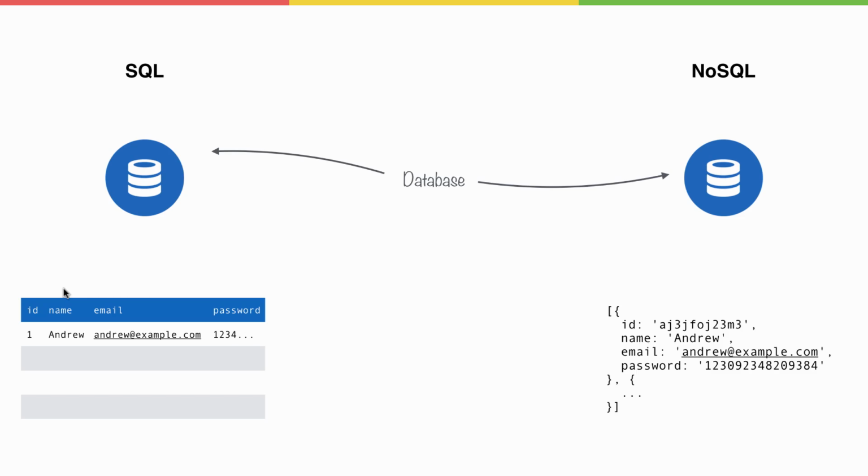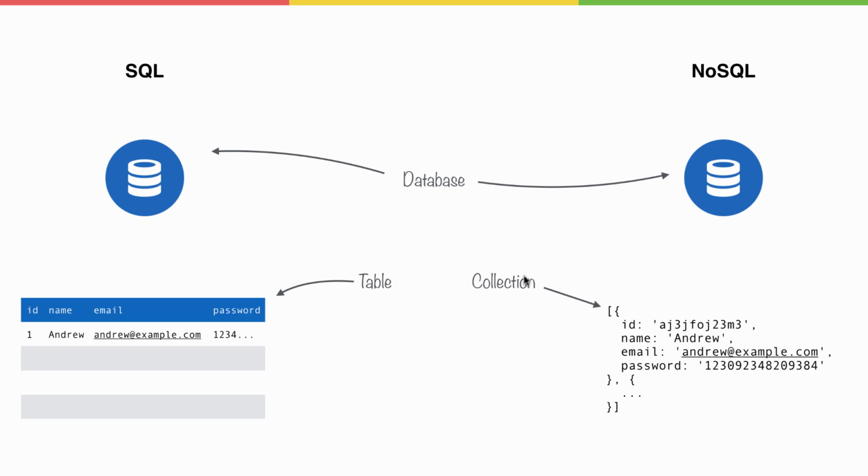Inside of SQL, we have a table-like structure. Inside of NoSQL, we have more of an array-like structure. Now the table is called a table, and the array-like structure is called a collection. So if I have a weather app, I might have a table of users and a table of temperatures. Inside of NoSQL, that would be a collection of users and a collection of temperatures.